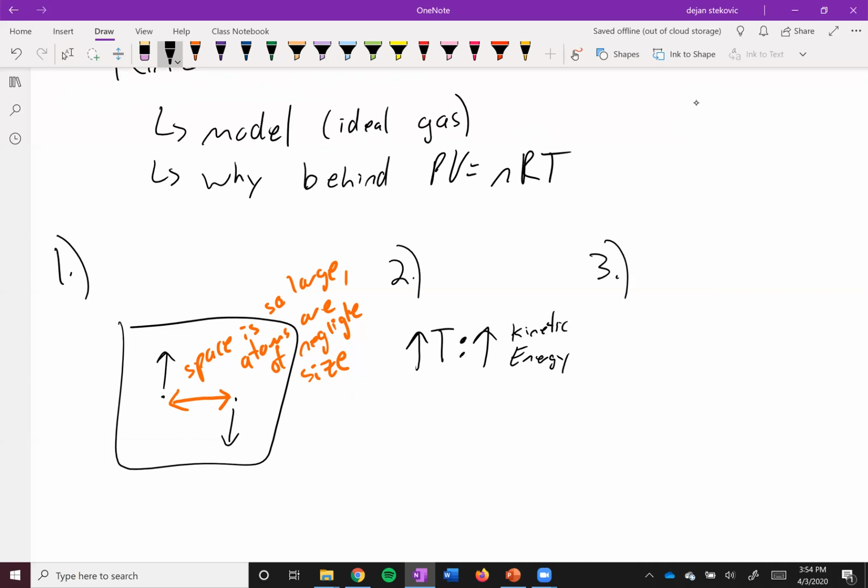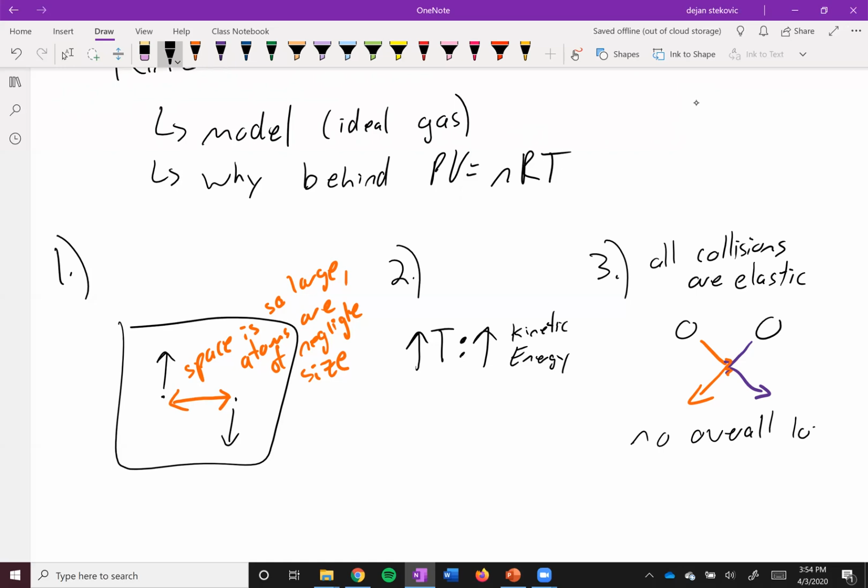And then the third assumption is that all collisions are elastic. So if we have some gas molecules headed in the same direction, they're going to collide with each other right here, and we're going to say that they bounce off elastically. What that means is that there's no overall loss of energy. Think of it like an ideal pool situation. If you're playing pool or billiards, you hit the ball, you hit another ball, and the overall energy is not lost.